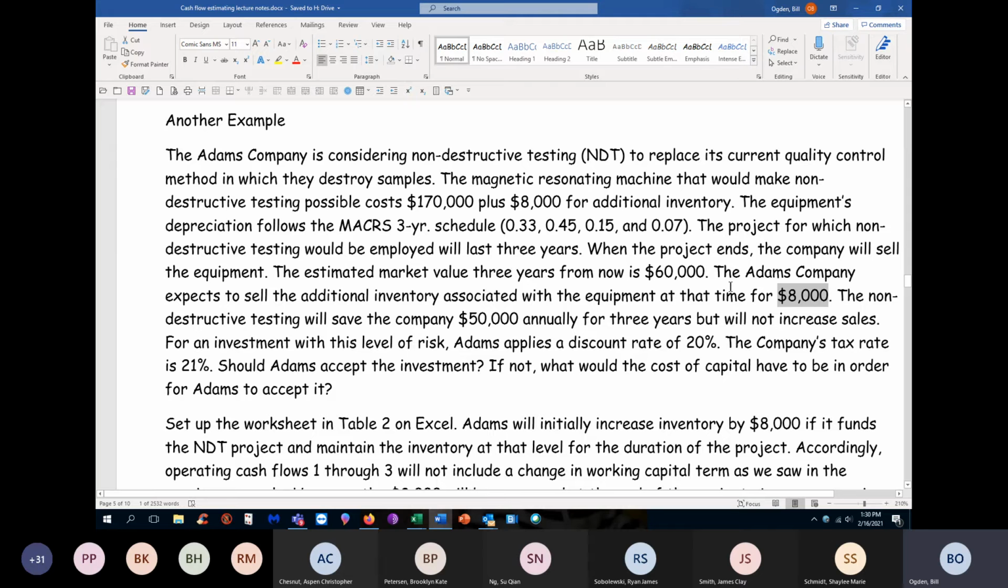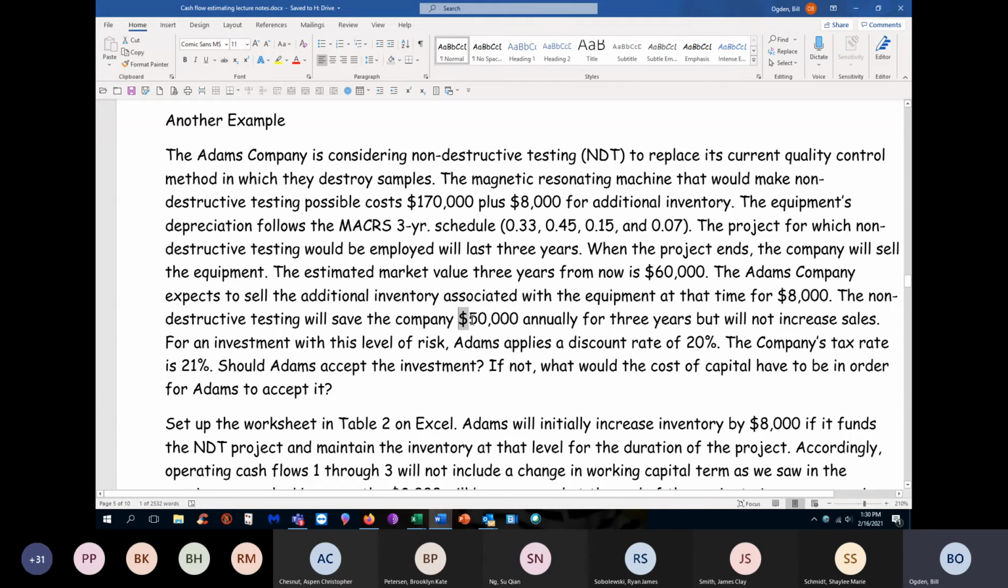So what's different about this project than of the one we've already done? It doesn't build up inventory over time. It adds some at the beginning and then recaptures it at the end. So why are they going through all this? Are we going to increase our revenues? Not a bit.